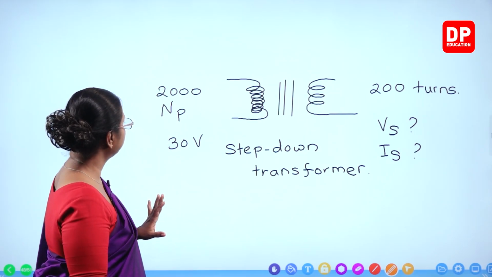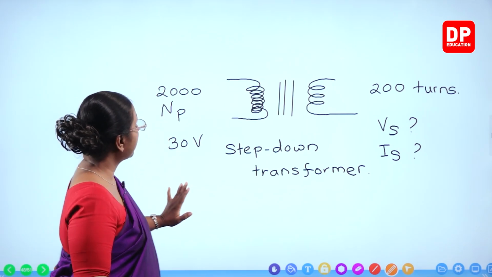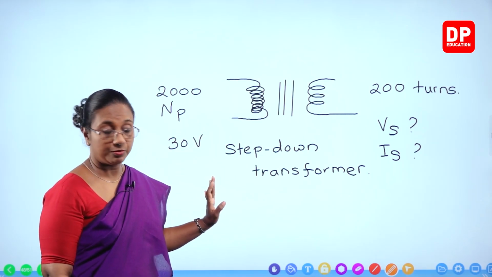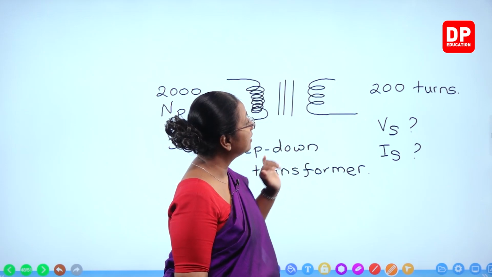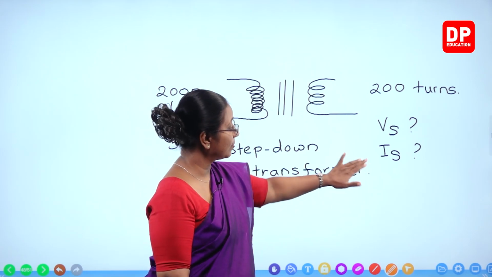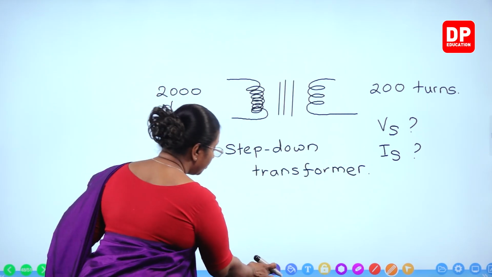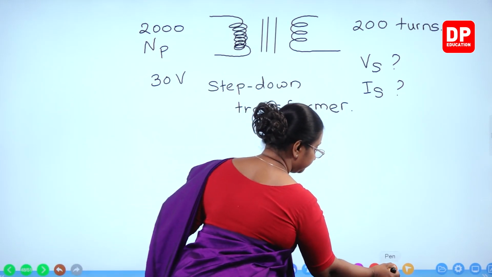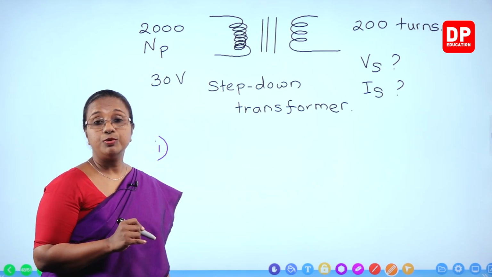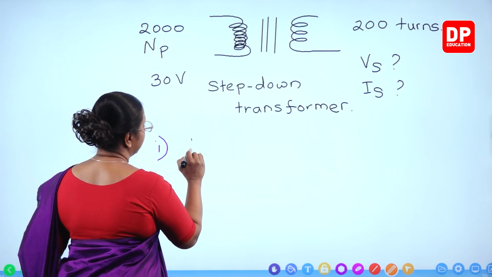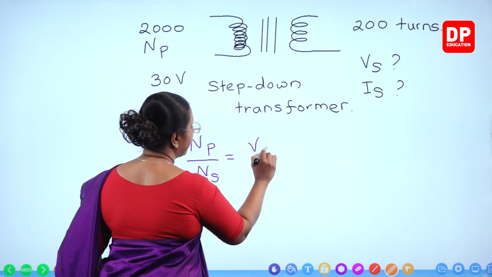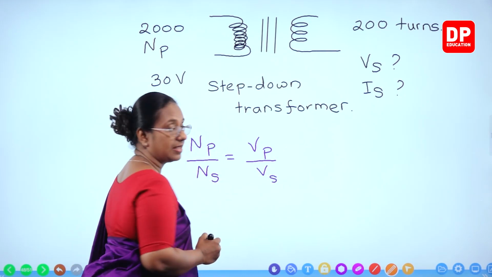These are the information given to you. There are 2000 turns in the primary coil and a supply of 30 volts is given to the input. Whereas you get the output where the coil has 200 turns, you need to find the output voltage as well as the output current. So if we do the calculation, what is the equation you use to find the output voltage? That is N primary divided by N secondary equal to V primary divided by V secondary.